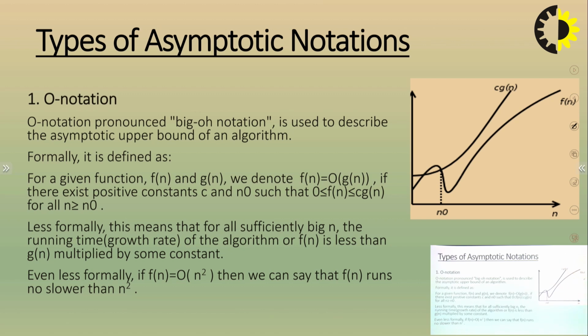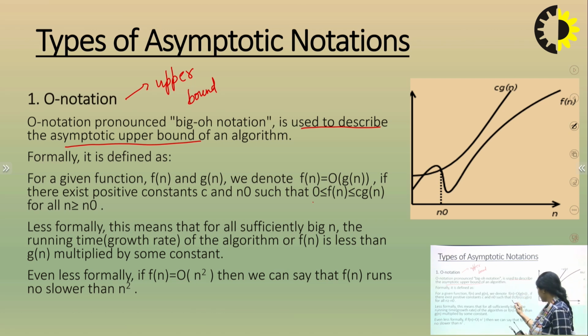Now one by one we will see this. First is big O notation. Big O notation means upper bound. You understand this by the word upper bound, right? This is used to describe the asymptotic upper bound of an algorithm.